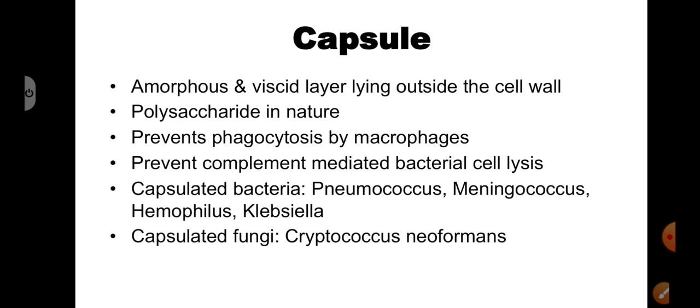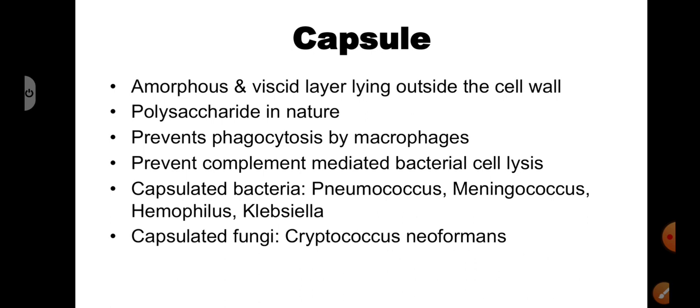Why? Because it's made up of polysaccharide. And what is its function? It prevents phagocytosis by macrophages. The human body has a defense mechanism. So it has certain cells which protect against bacteria entering the body, one of which is macrophages, which engulf the bacteria entering the body. So the presence of a capsule will prevent engulfment, or phagocytosis, by macrophages.